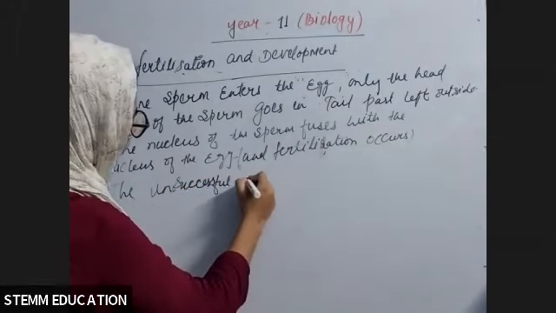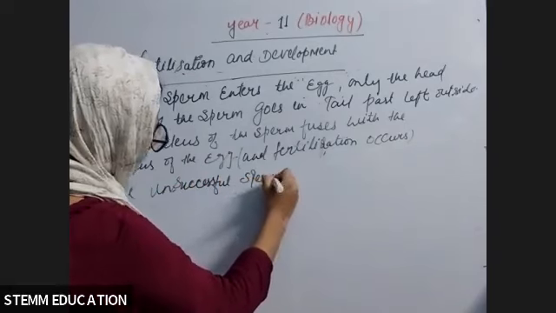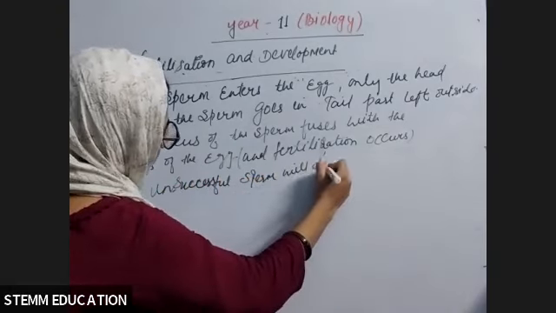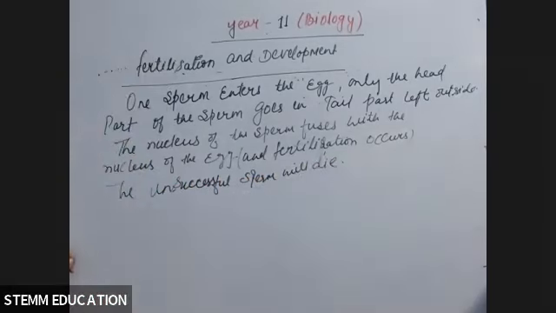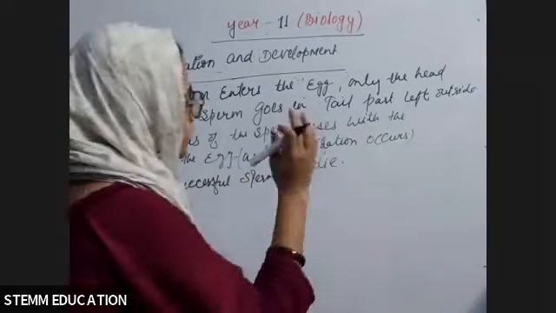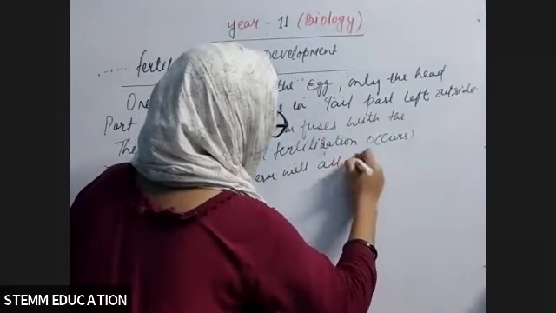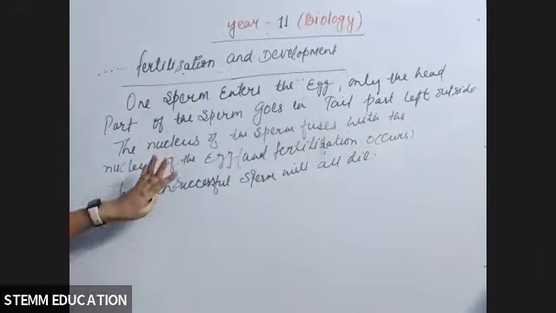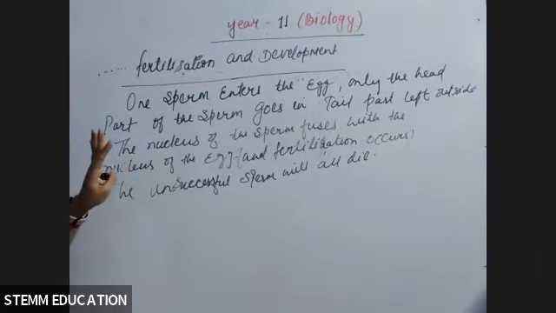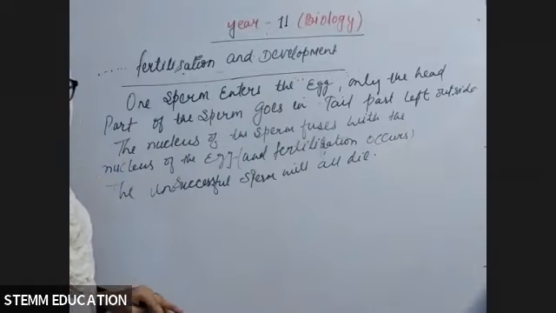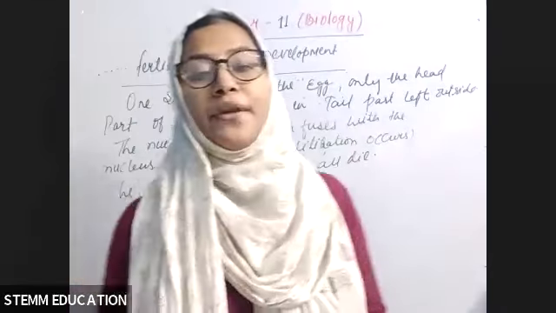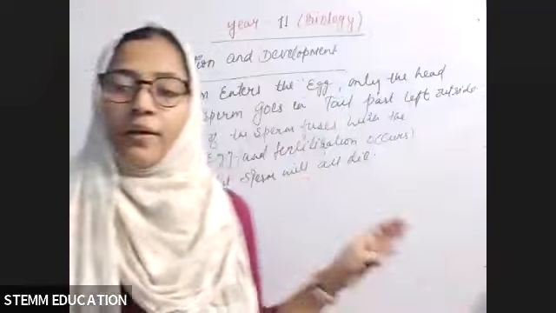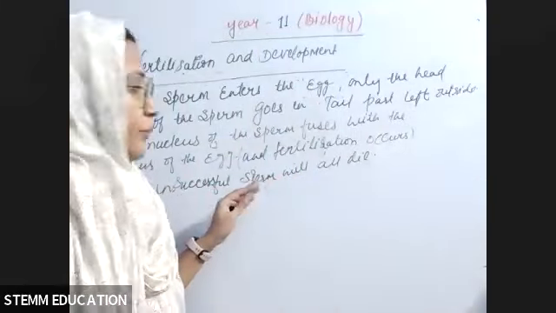The unsuccessful sperm will all die. Okay? I hope you understood till here. So, this is the fertilization and development process.